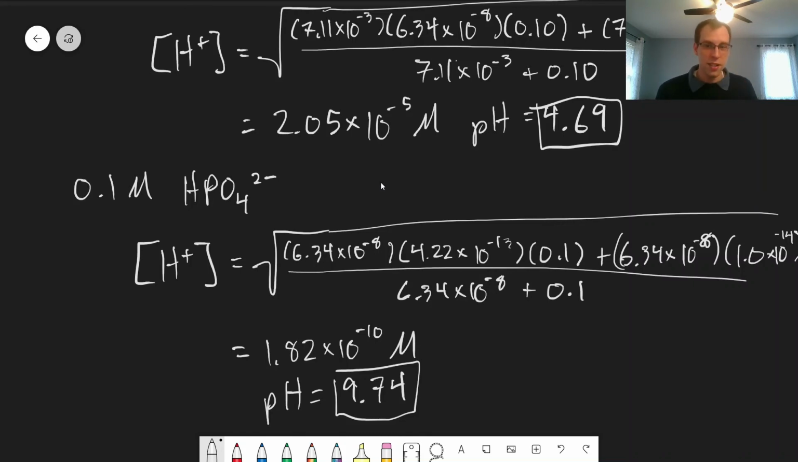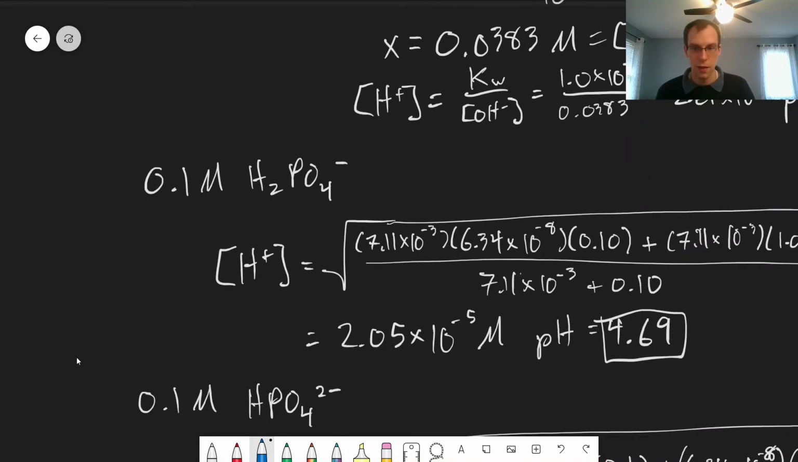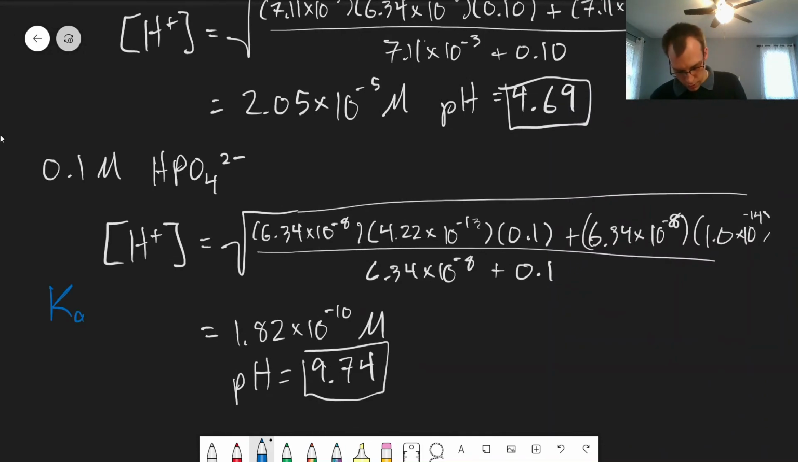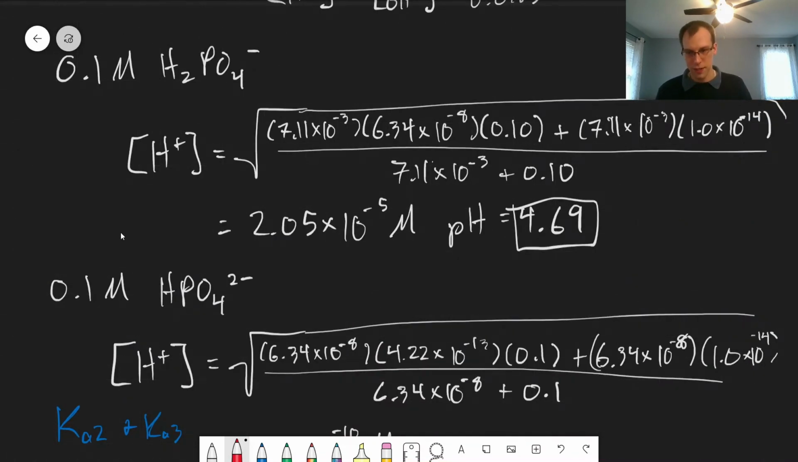All right, but as you can see, once we have these equations, we have sort of the similar setup. No matter which acid we're looking at, what's going to change is the K values. But otherwise, it's fairly straightforward. The key is keeping track. Right here, for HPO4 2 minus, we need to use Ka2 and Ka3, whereas for dihydrogen phosphate, here we had to use Ka1 and Ka2. But that's an example of how we can apply this to a polyprotic system.